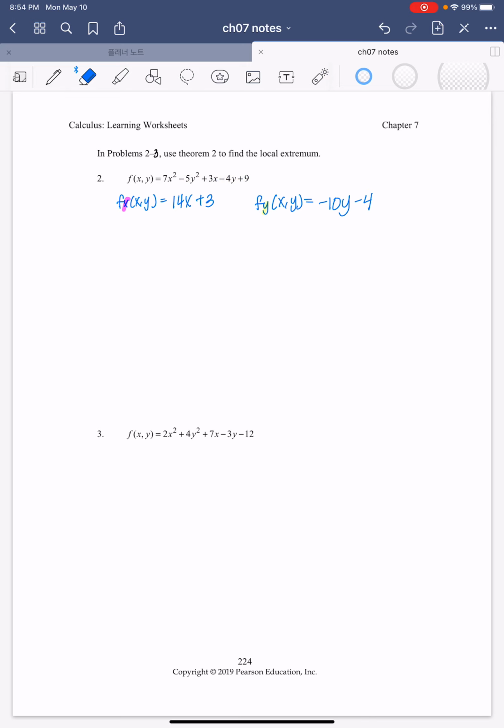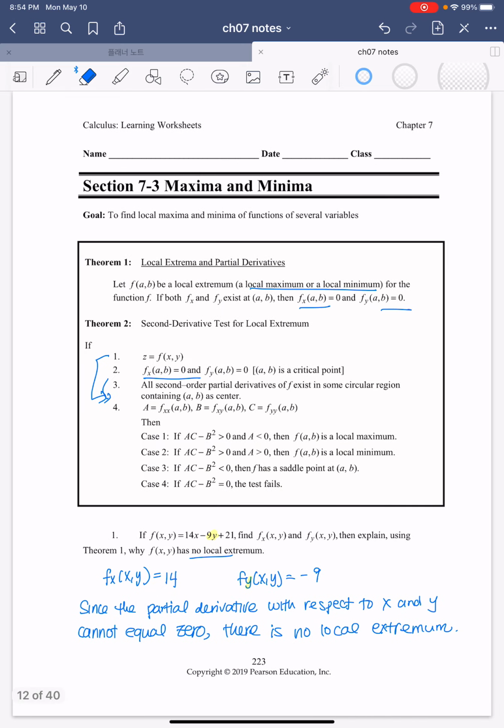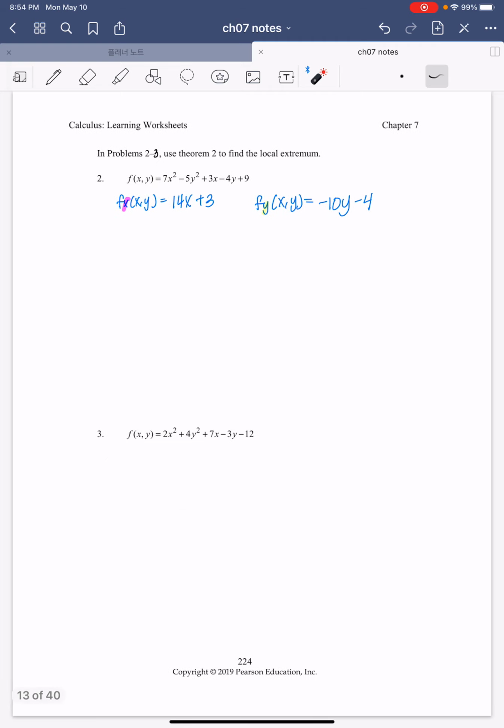Now we are going to set these two functions equal to 0 to find the critical point and test the critical point later on. So let's set it equal to 0 and solve for our x and y values. Subtract 3, I have negative 3 equals 14x. Divided by 14, I have x is equal to negative 3 over 14.